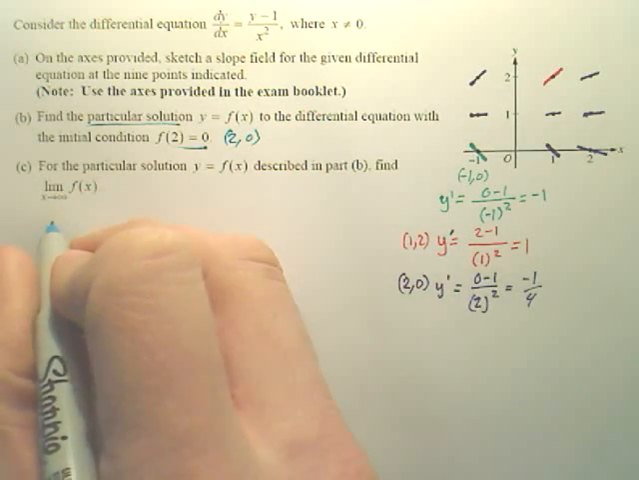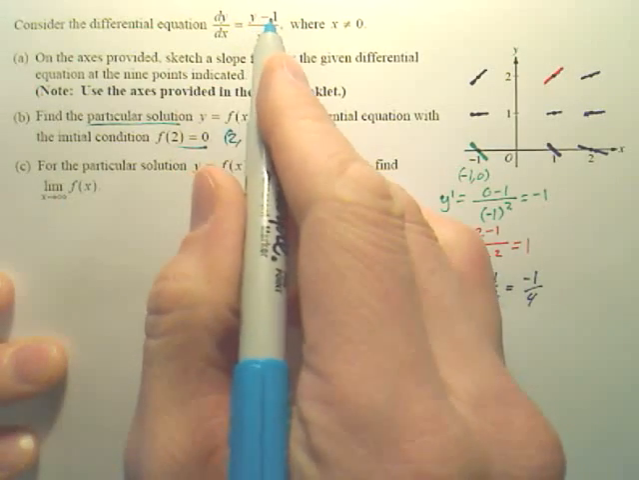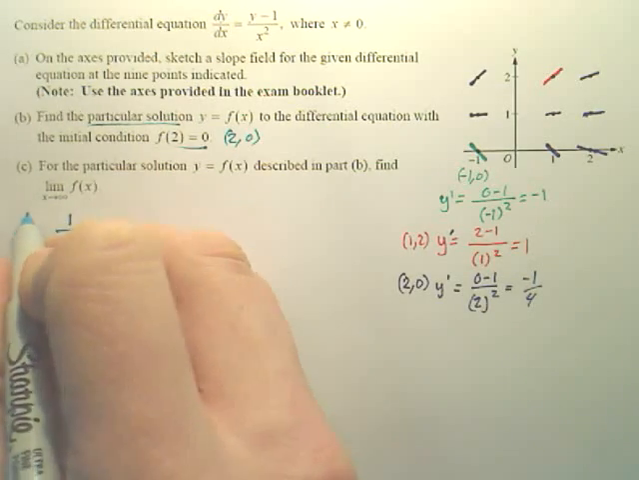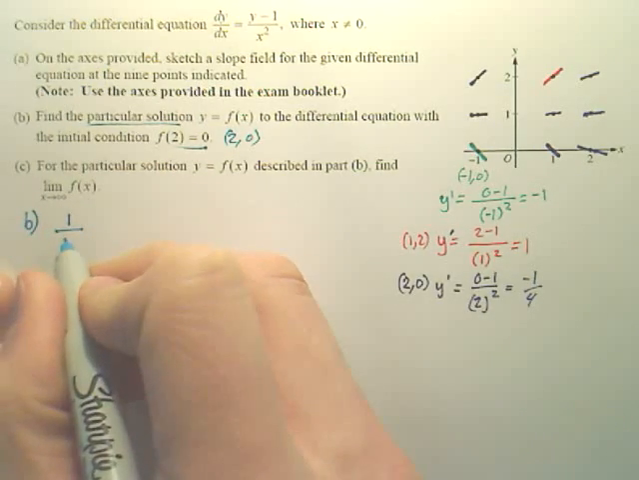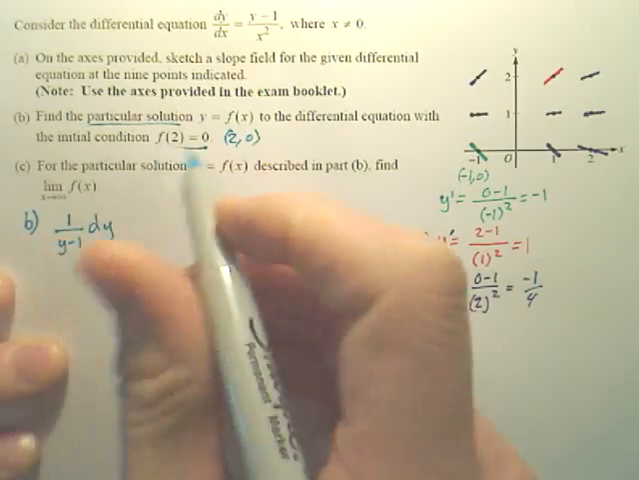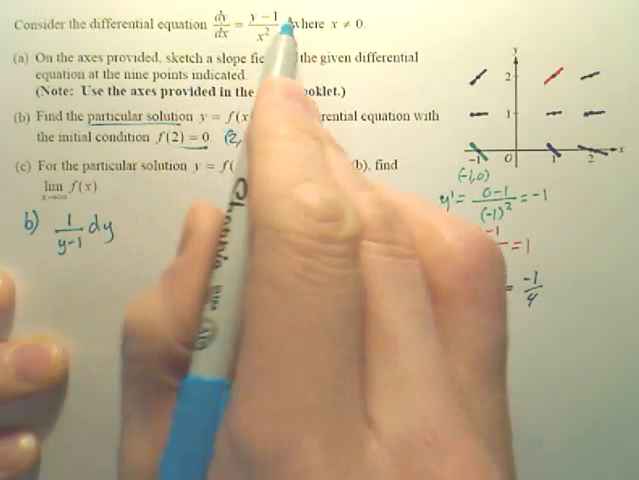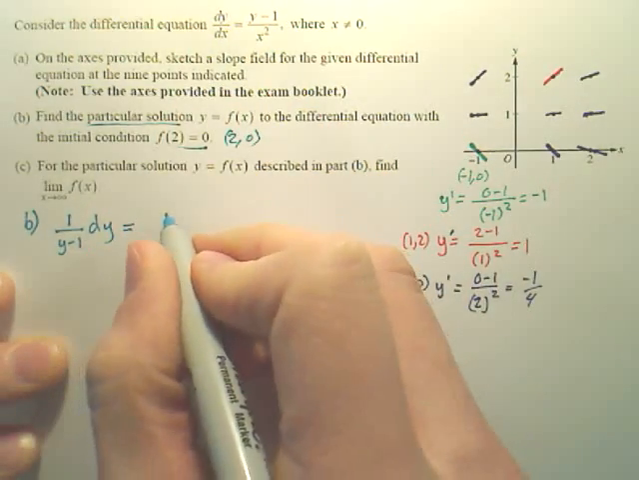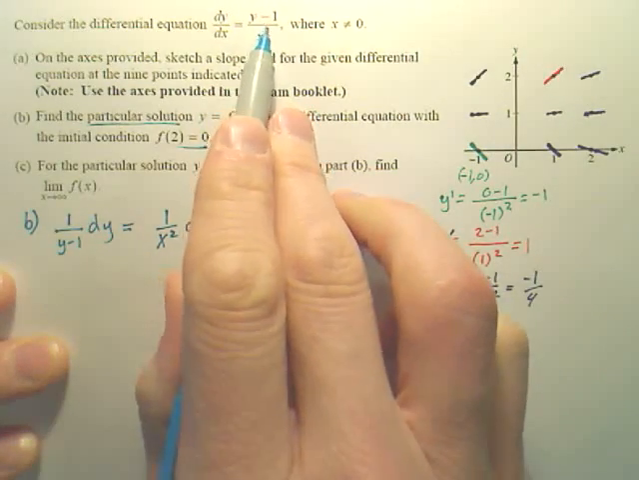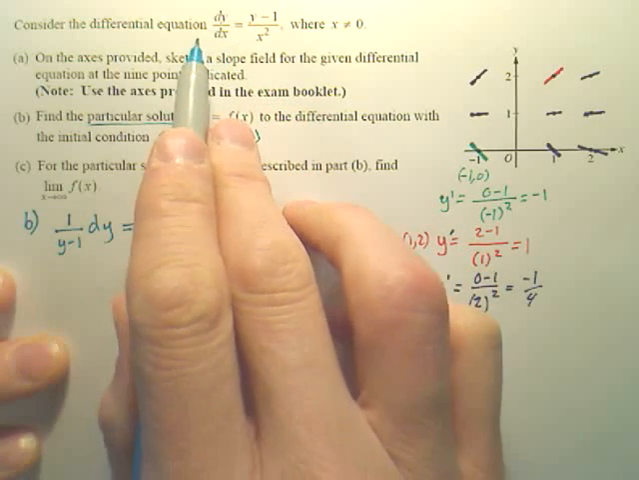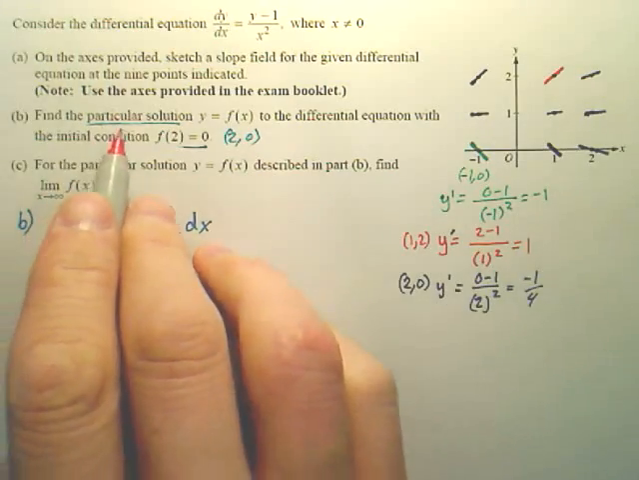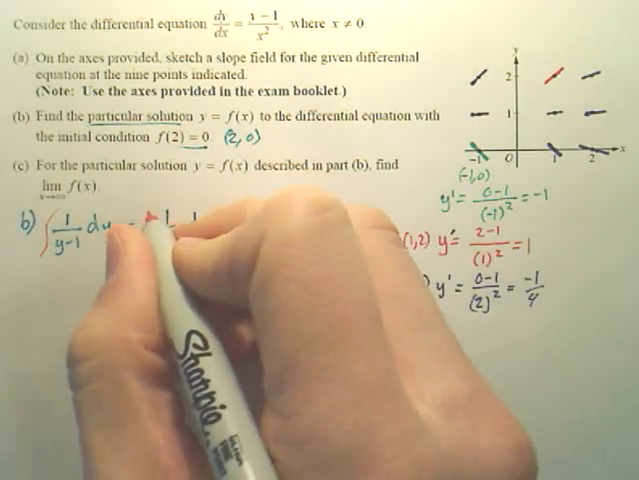When you do that, you're going to end up with the y minus 1 moving to the left. So you're going to get, this is problem B, 1 over y minus 1, and then the dy is over here, because we're going to divide this over. We're going to multiply the dx this way. You get 1 over x squared dx. So again, we multiplied the dx this way, and we divided the y minus 1 over this way. And then if we want the original equation, which is the particular solution, we now have to integrate both sides.